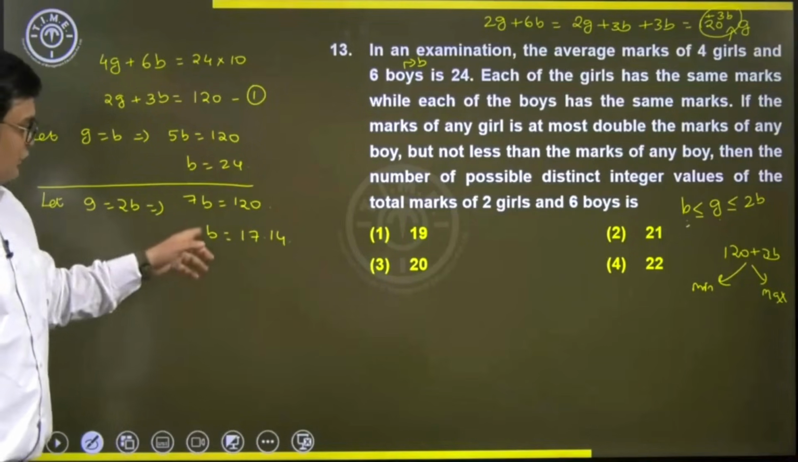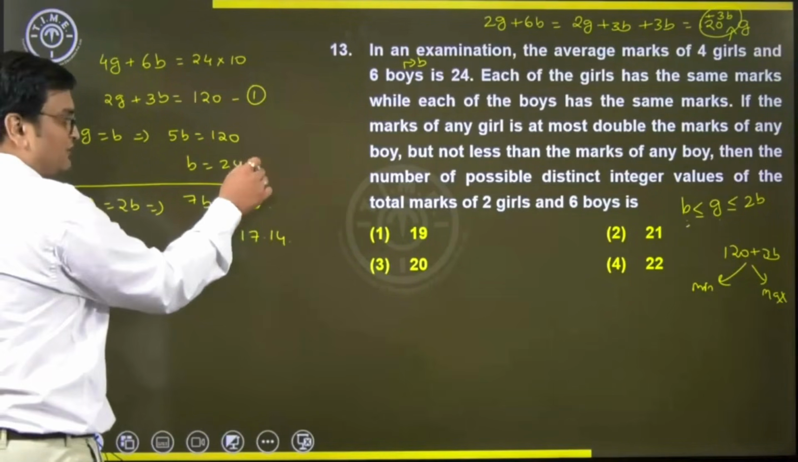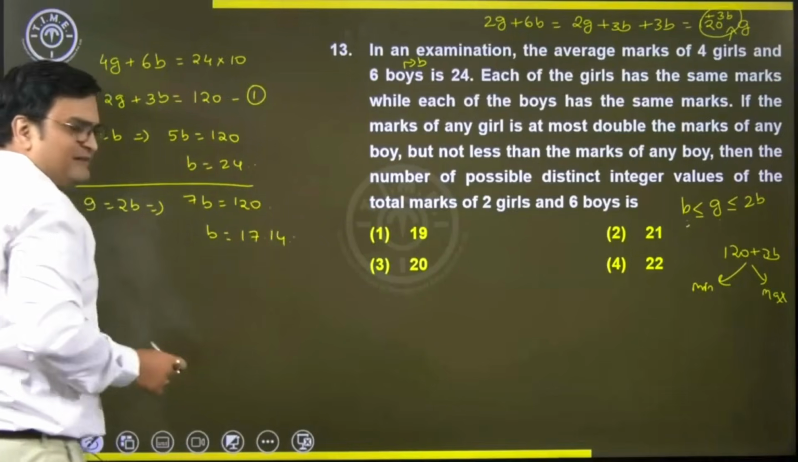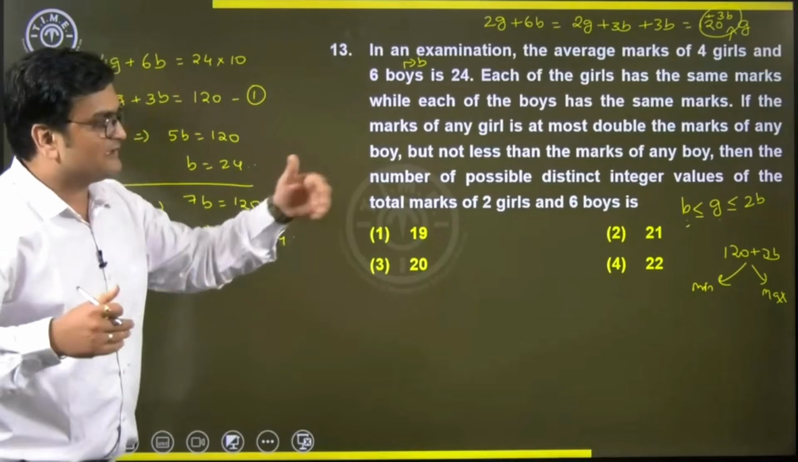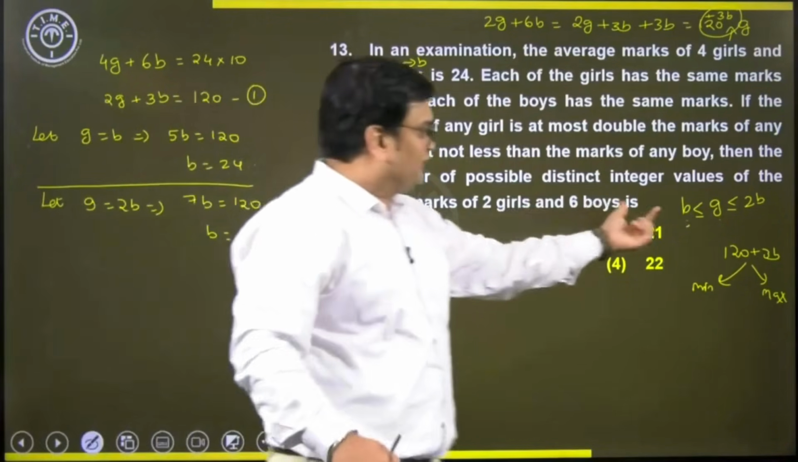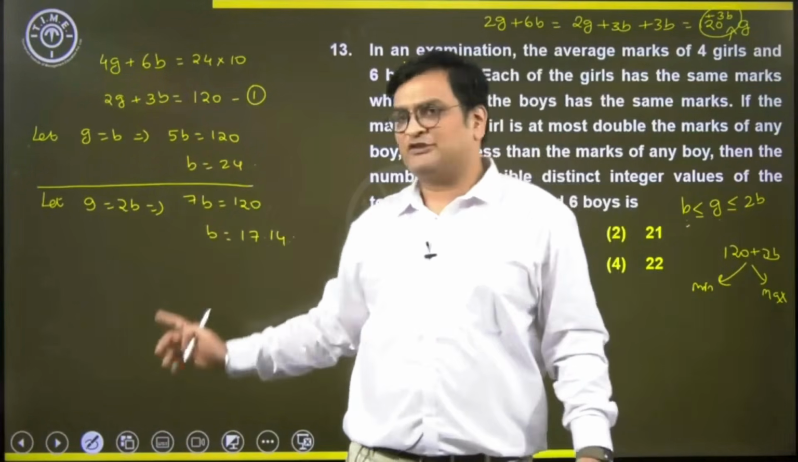Now, please also note the value of B could lie right from 24, the maxima value, to 17.14, and there will be so many other values in between. Because we have considered the two extreme cases, G equal to B, one extreme, G equal to 2B, the other extreme, we will get all the possible values for B.